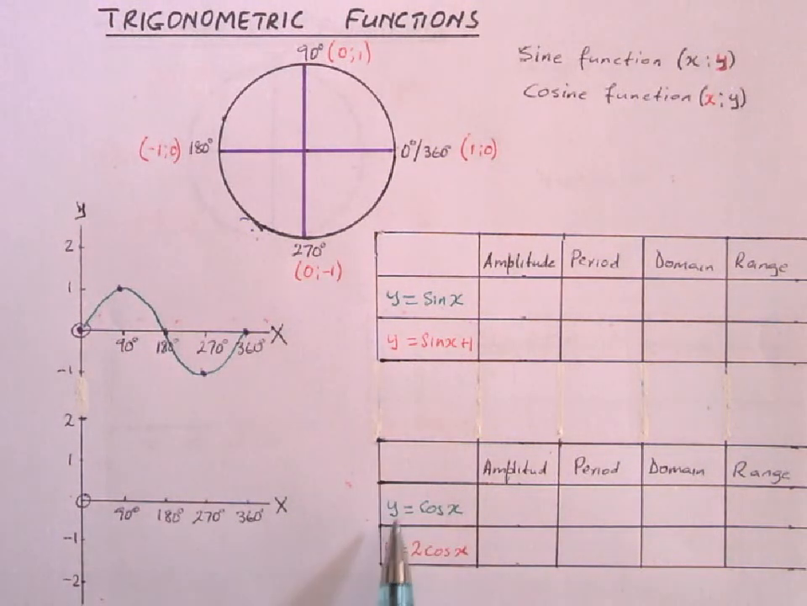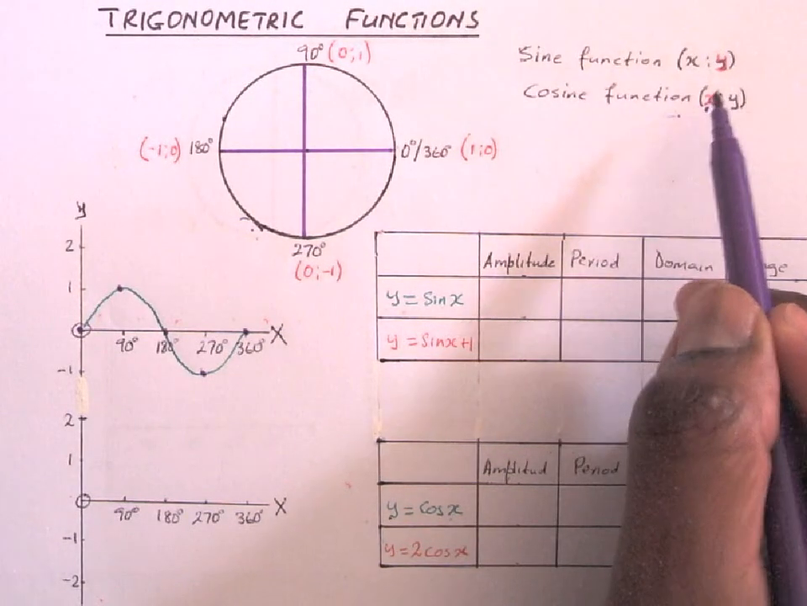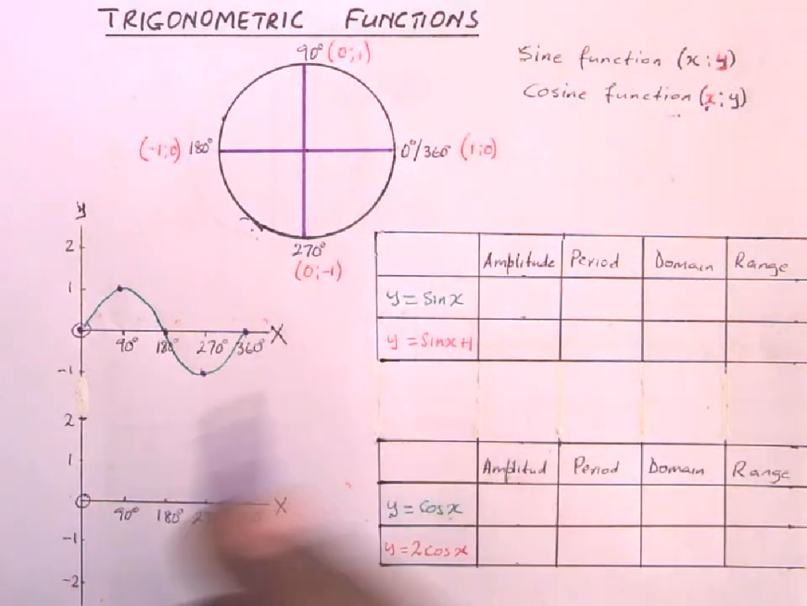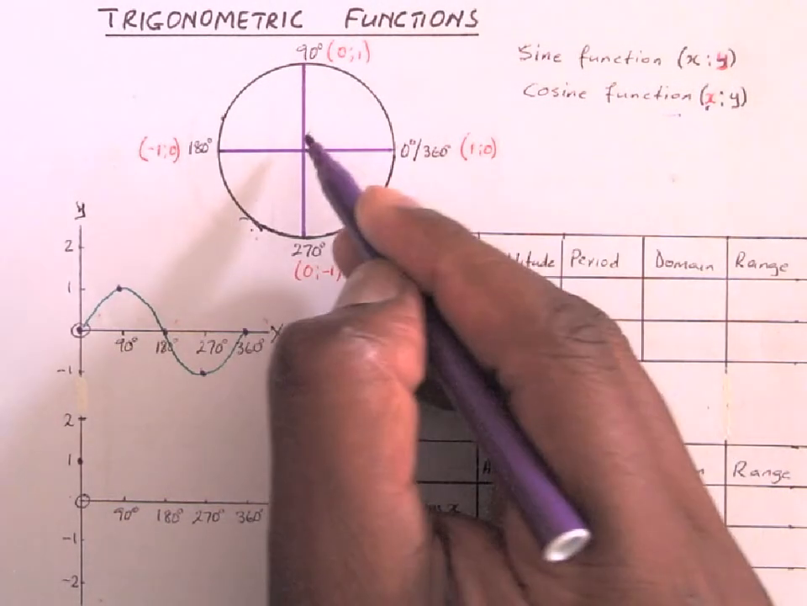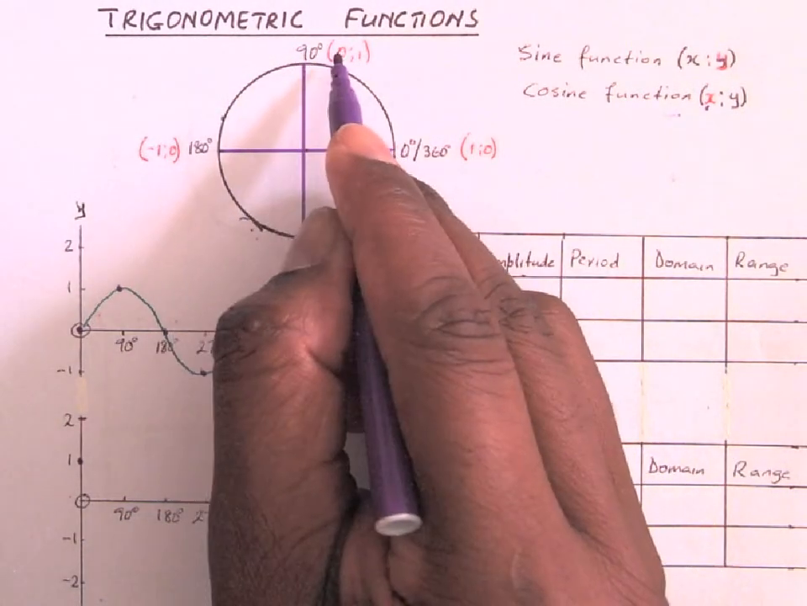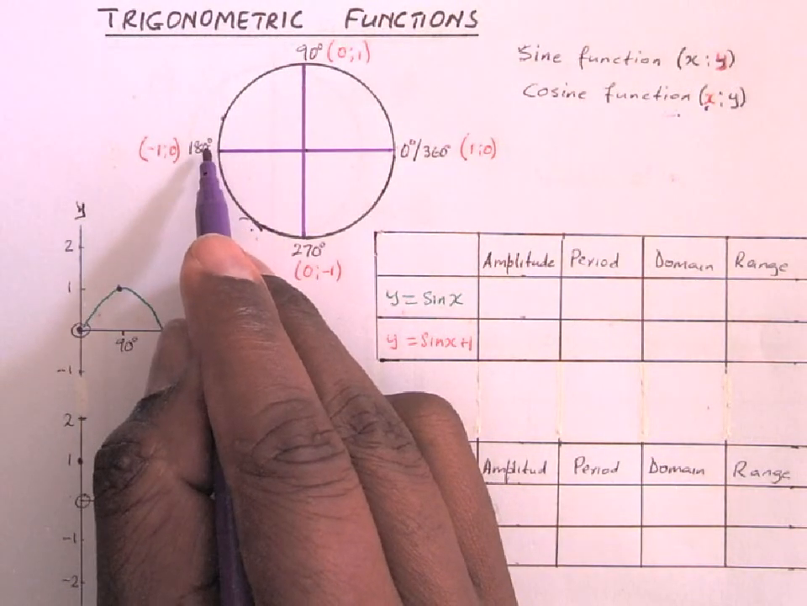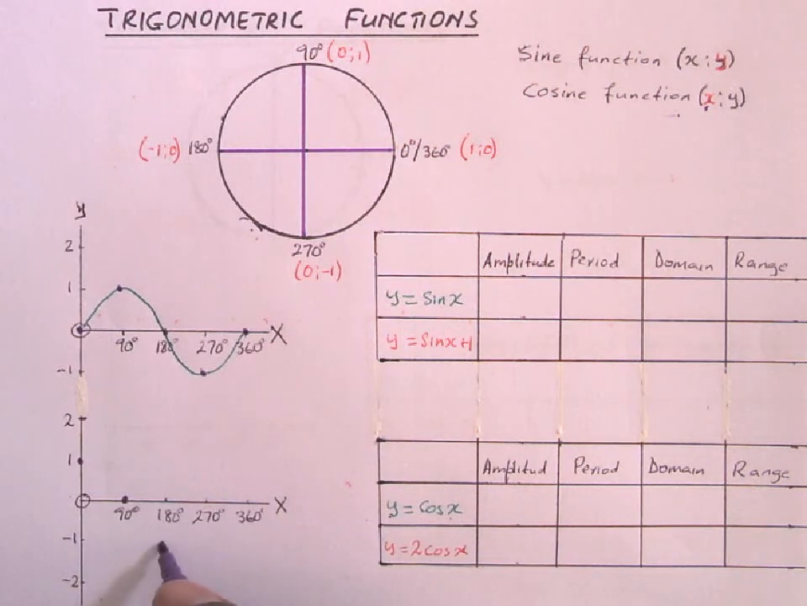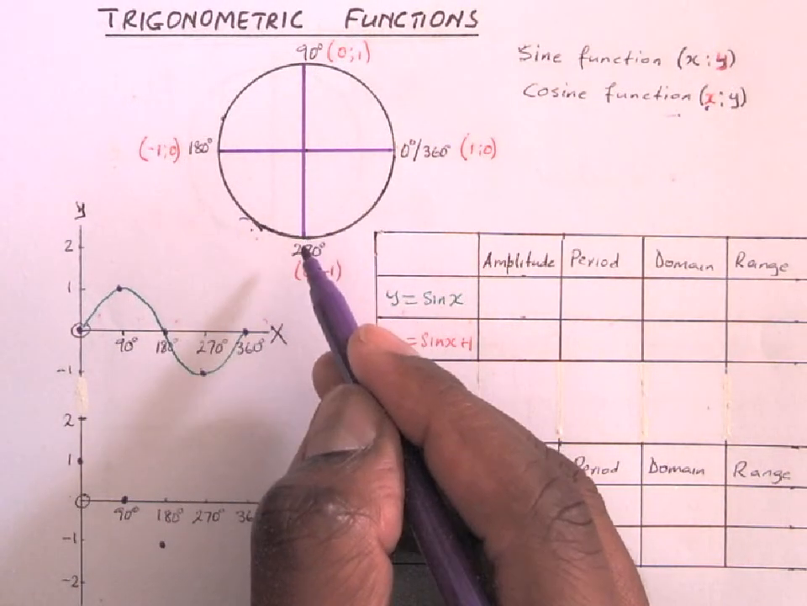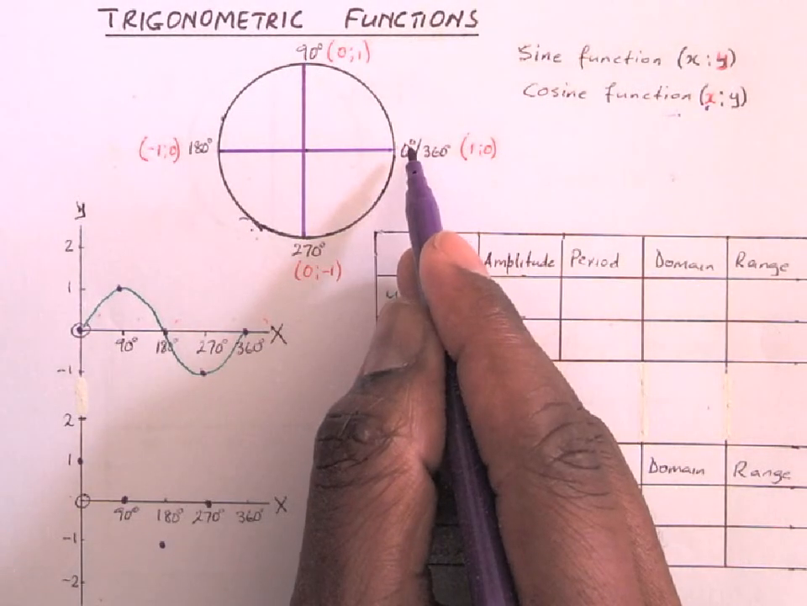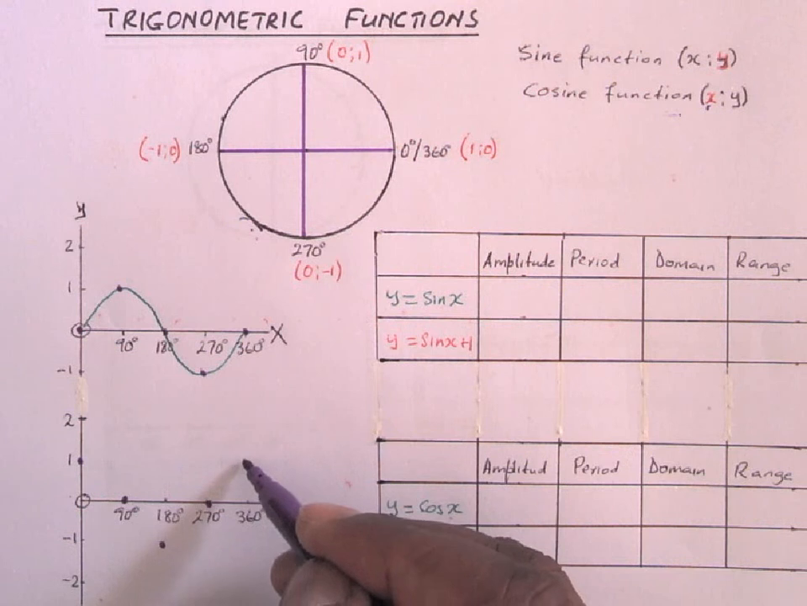Let's look at another one now. The graph of y equals cos x. Now to draw the graph of cos x, we are going to use the x values. So at 0, the graph is at 1. And then at 90 degrees, the graph is at 0. And then at 180 degrees, the graph is at minus 1. And then at 270, the graph is at 0. And then at 360, the graph is back at 1.